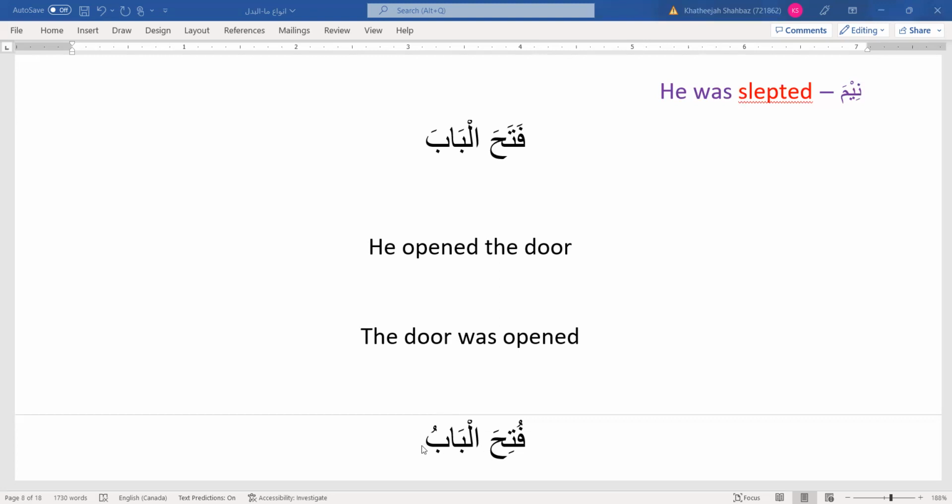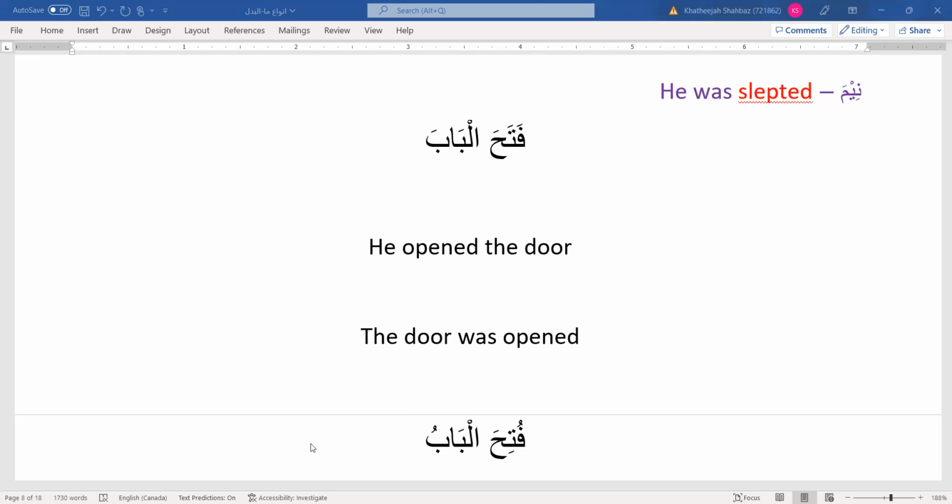Al-Babu will take the place of the naibul file. He will have to add more words after it to say by him. I have to add more words. So I know in English maybe it makes sense what you're saying, but in Arabic, you see, I will have to add more words, which I don't want to do right now.